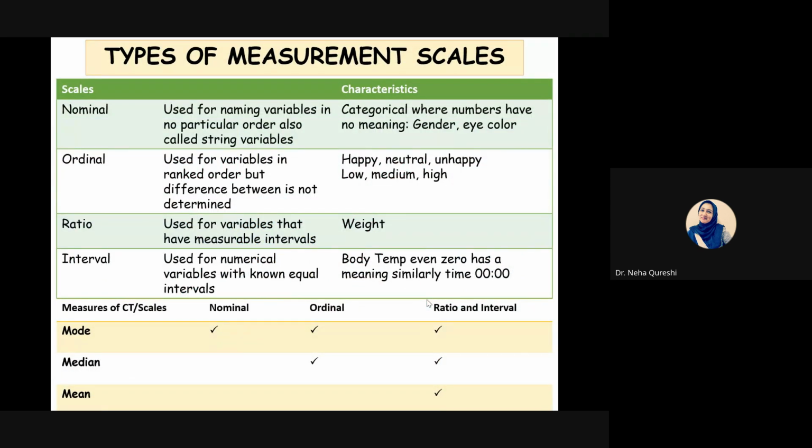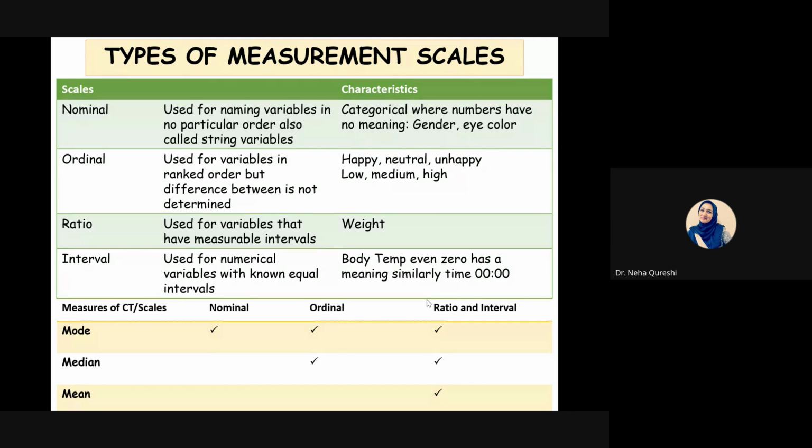So before delving deep into the data analysis, first of all, the most important thing to know is what the different measurement scales are. Because of course, data is measured on different scales. So you have four major scales. The first one is nominal scale, then ordinal scale, ratio scale, and interval scale. So what does this mean?